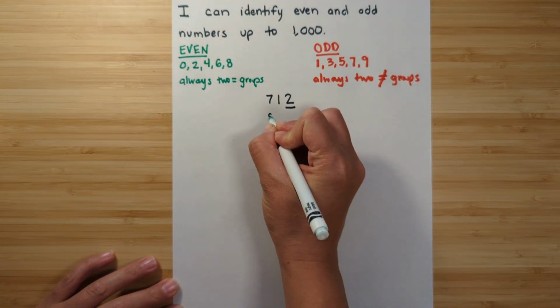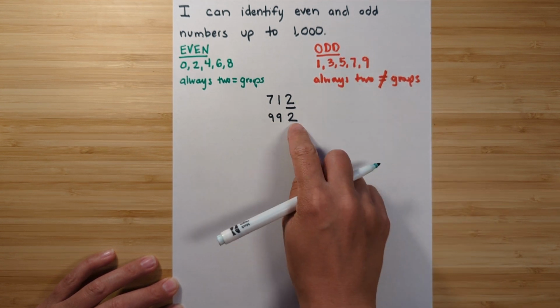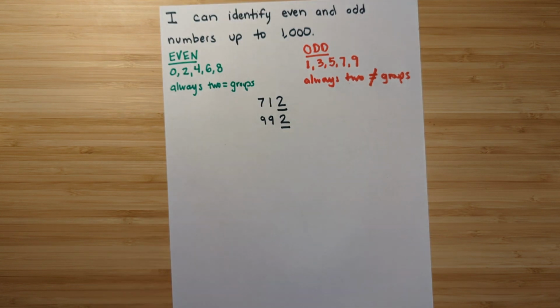One more time just to drive home my point. 9 is odd, 9 is odd, 2 is even. The only one that matters is 2 because it's in the ones place.